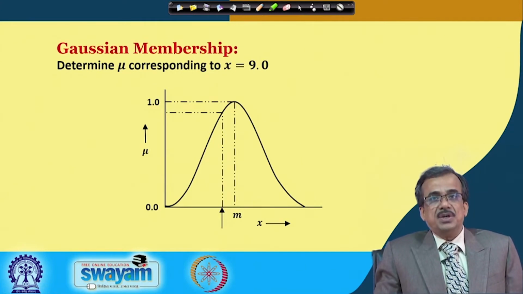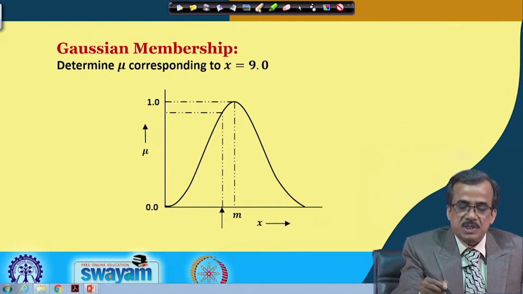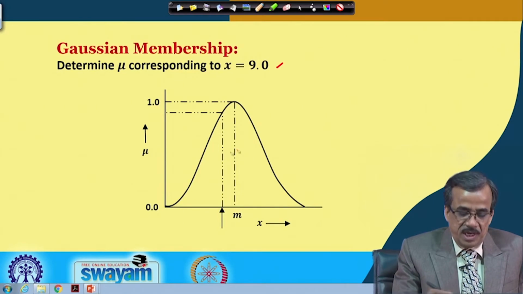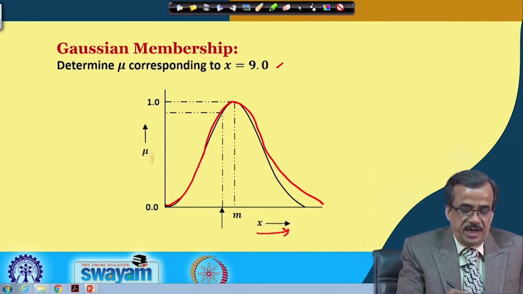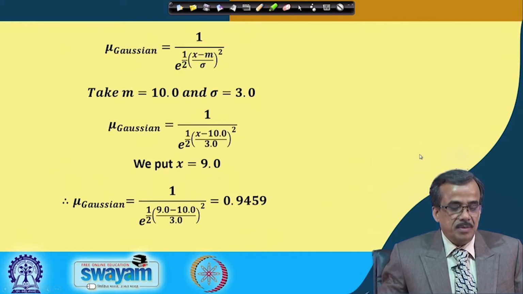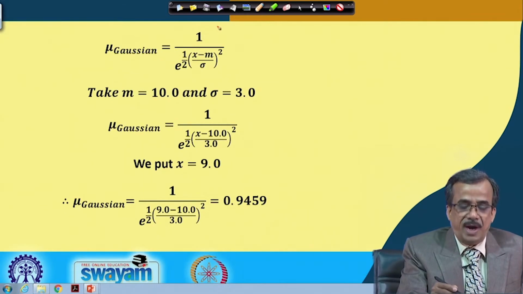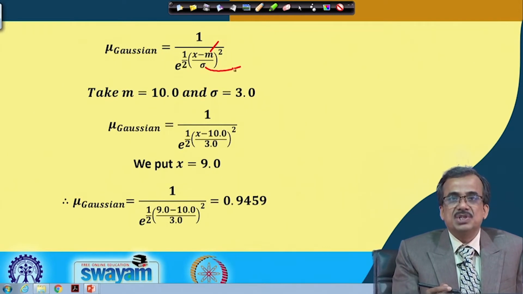Now, we are going to concentrate on the Gaussian membership function distribution, and our aim is to determine the mu corresponding to x equals 9.0. Now, this is nothing but the Gaussian membership function distribution. So, this is the x direction and this is the mu, and we know the mathematical expression for the Gaussian membership function distribution. It is mu Gaussian equals 1 divided by e raised to the power half into ((x minus m) divided by sigma) squared, where m is the mean of the Gaussian distribution and sigma denotes the standard deviation.